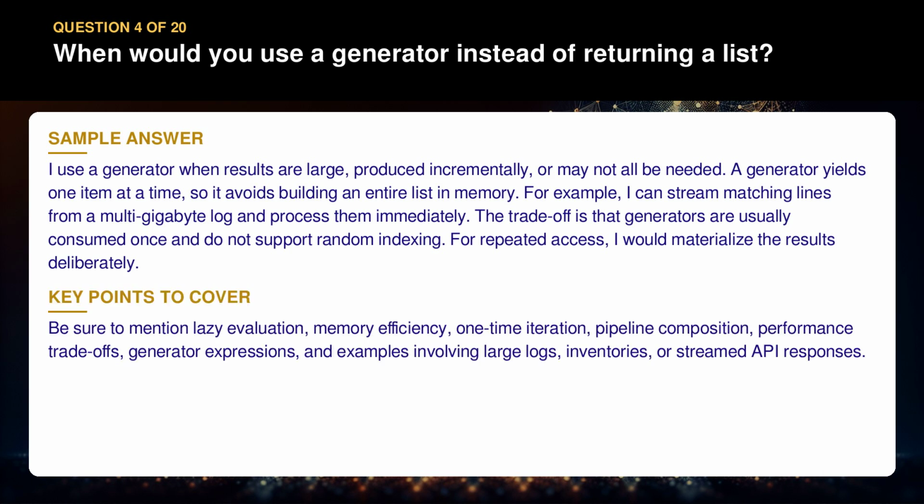Be sure to mention lazy evaluation, memory efficiency, one-time iteration, pipeline composition, performance trade-offs, generator expressions, and examples involving large logs, inventories, or streamed API responses.